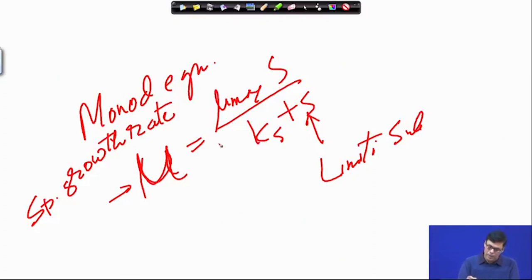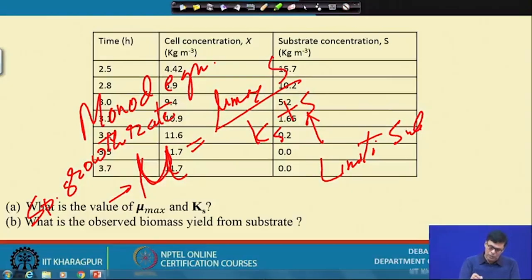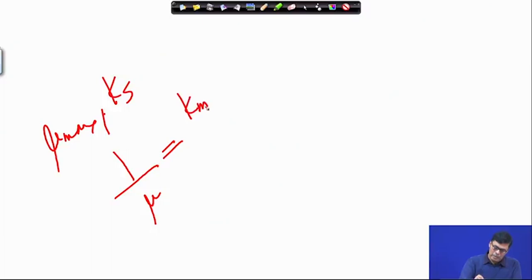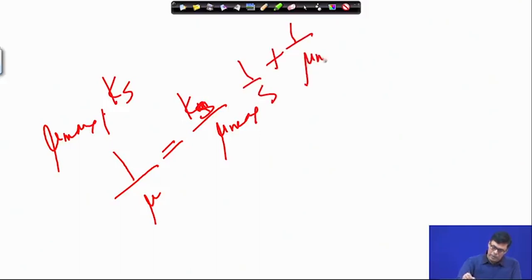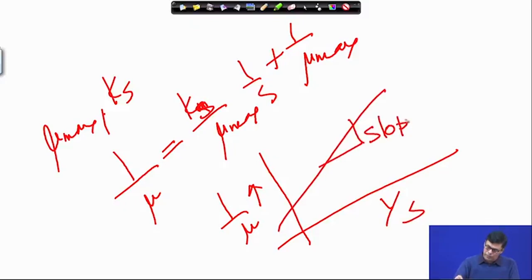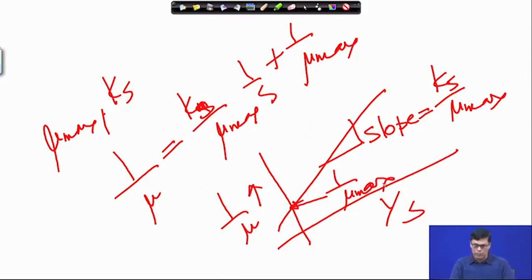To find out the values of mu max and Ks, we shall have to write the Lineweaver-Burk plot form using the Monod equation: 1 by mu equals Ks by mu max times 1 by S, plus 1 by mu max. Am I right? So, if you plot 1 by mu versus 1 by S, we will get a straight line. The slope will give you the value of Ks by mu max, and the intercept will give you the value of 1 by mu max. So, this is how we can find out. Once you have the mu max value, you can put it here and find out the value of Ks.